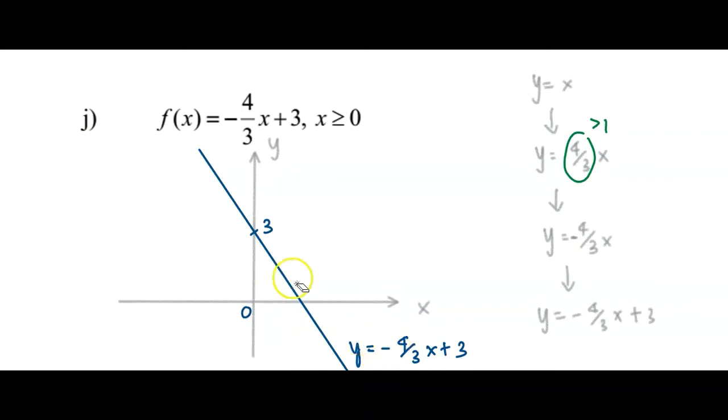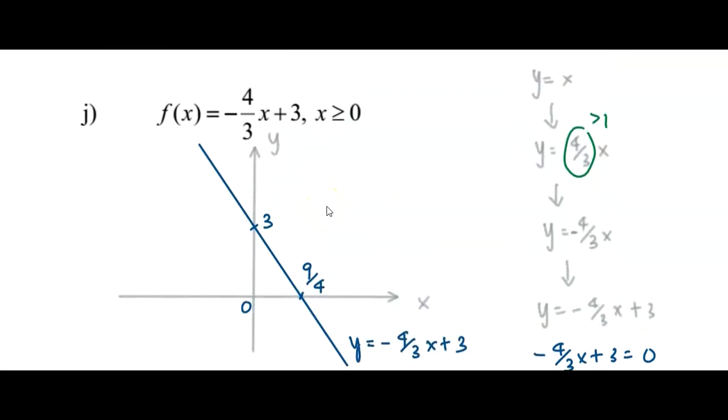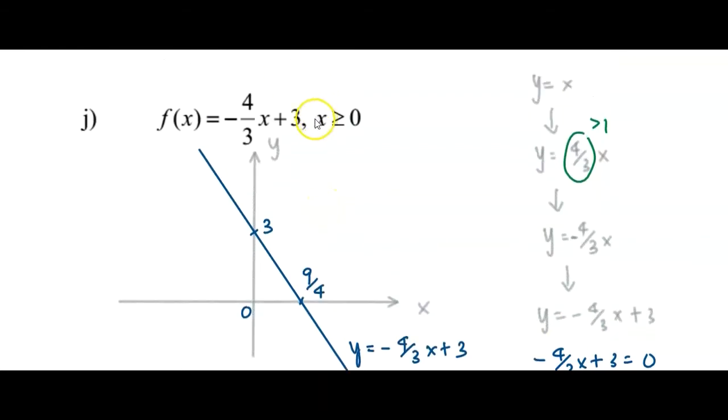Okay, after that, we are interested in the x-intercept. We can substitute y equals 0 to get x. Alright, the x-intercept here will be 9 over 4. After we substitute y equals 0, we got x equals 9 over 4. And now we can consider the domain that the question asked for. The domain just wants x greater than or equal to 0.